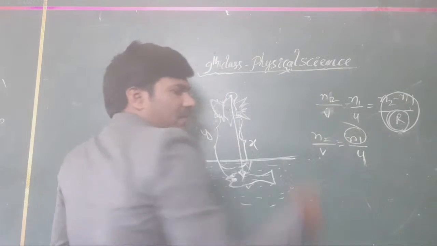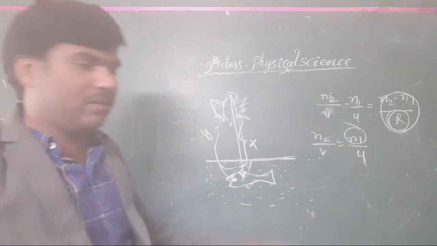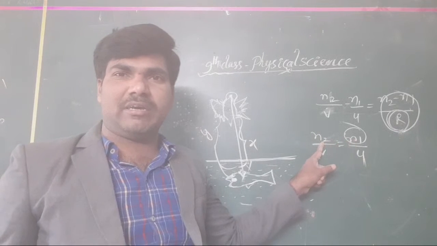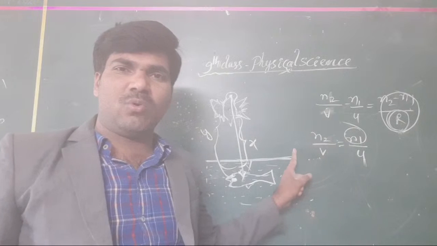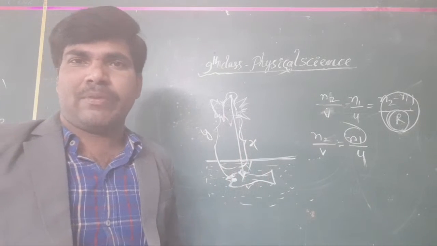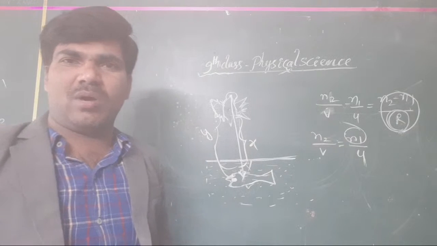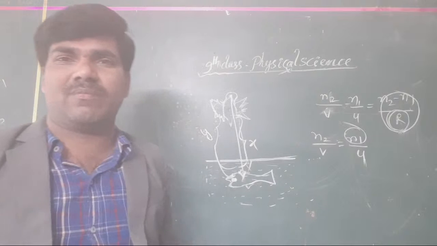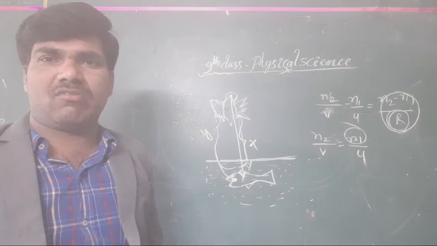Here n1 and n2 are the refractive indices of the mediums, and v and u are the image distance and object distance. Okay, clear or not, all of you? v and u are not velocities here, they are image distance and object distance. You got it or not?